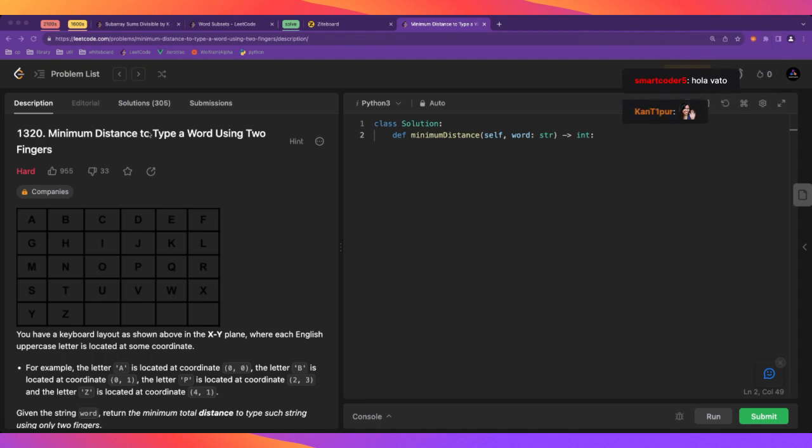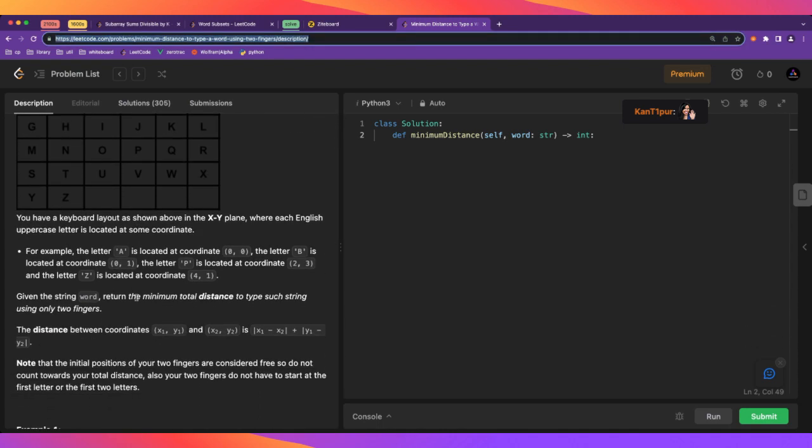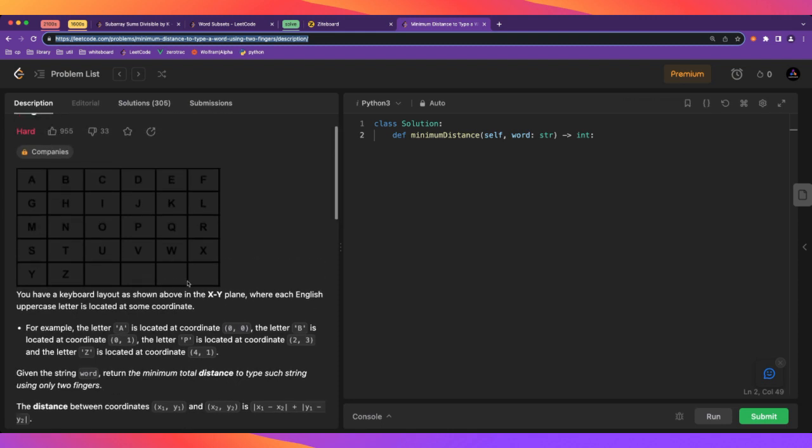Minimum distance to type a word using 2 fingers. You have a keyboard layout as shown above in the XY plane, where each English uppercase letter is located at some coordinate. So here it is. It's a little dark, but hopefully you can see it.